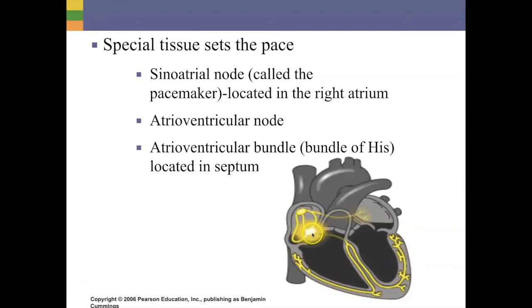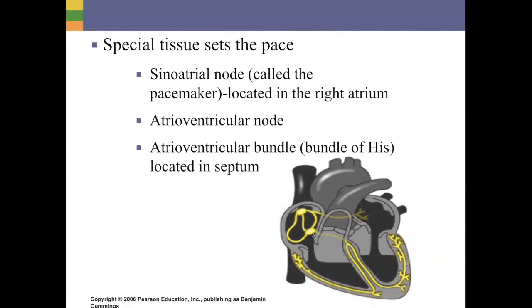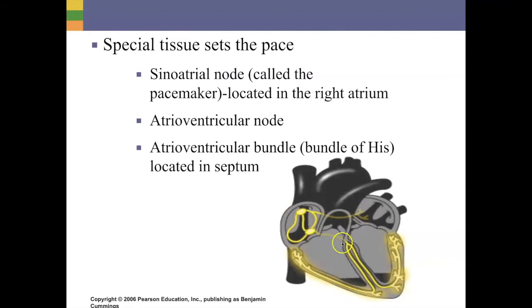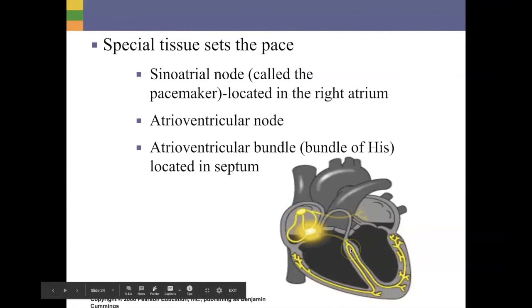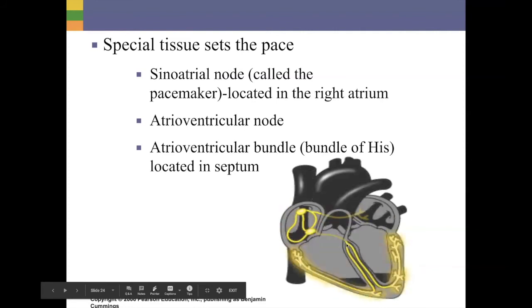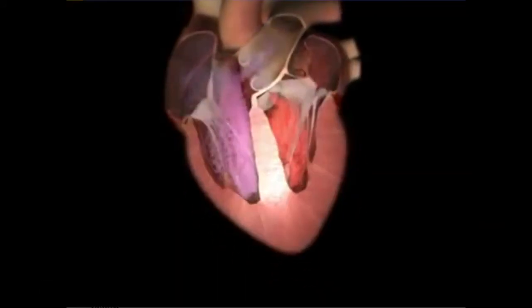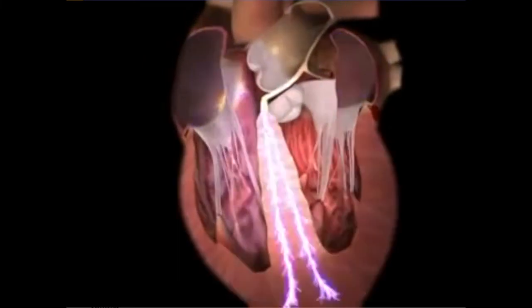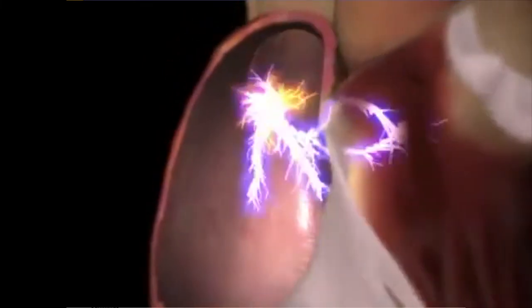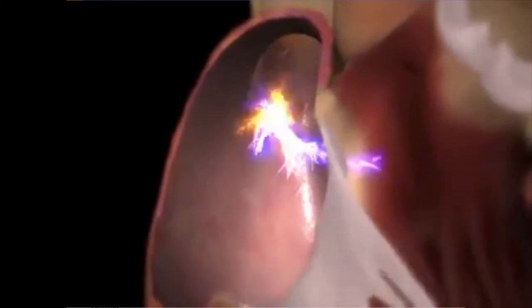This atrioventricular node is then going to send its signal down through the atrioventricular bundle, sometimes referred to as the bundle of His. And this bundle, located in the septum, is again going to send that signal throughout the rest of the myocardium, telling those cardiac muscles to contract. When those muscles contract, it's going to push whatever blood is in the ventricles out through the pulmonary trunk and the aortic arch, and then the cycle continues over and over again, non-stop for the rest of your life.